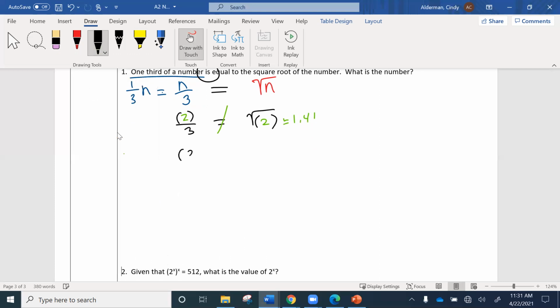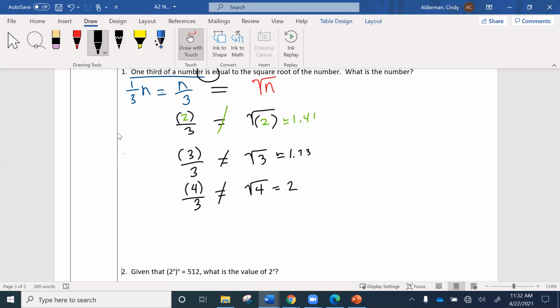So let's try 3 over 3. Is that equal to the square root of 3? Well, 3 over 3 is just 1, right? And the square root of 3 is about equal to 1.73. So that doesn't work. Well, let's keep going. 4 over 3, is that equal to the square root of 4? Well, 4/3 is not equal to 2, right? So that doesn't work.